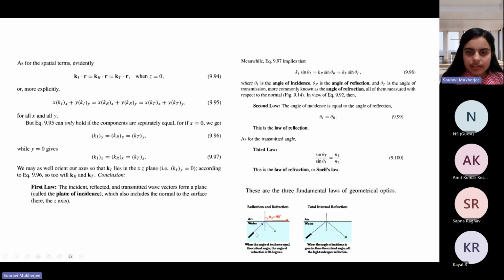Okay. So this is the definition of critical angle, which says that it's the incident angle where the refracted angle becomes 90. So if you use Snell's law, you can find the expression for the critical angle. Basically sine inverse of n2 by n1.